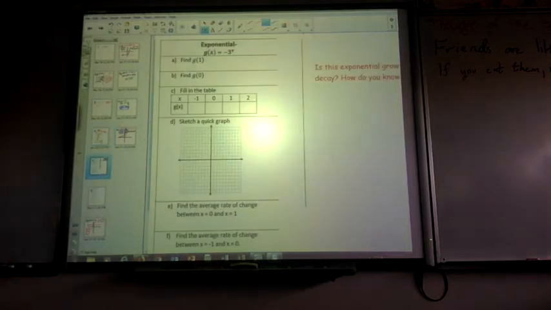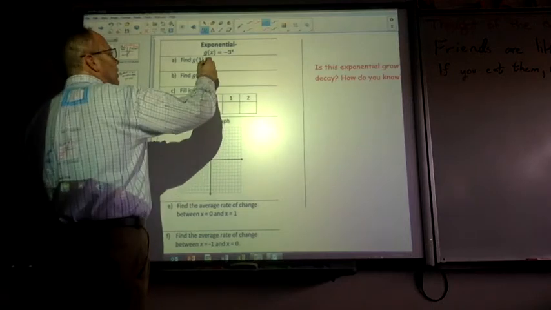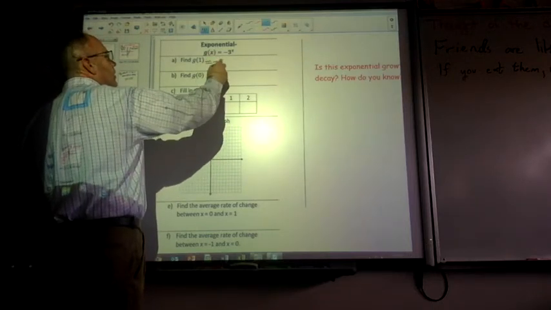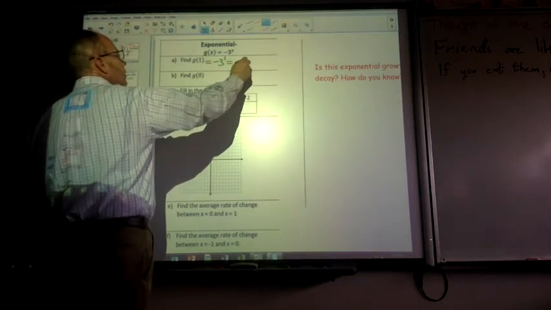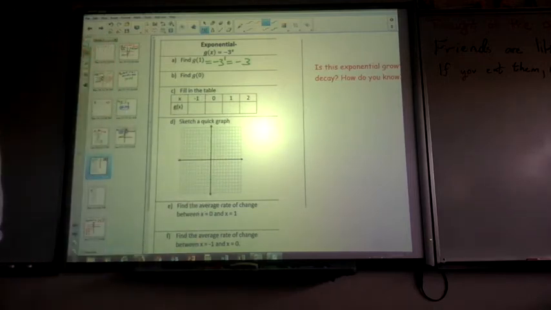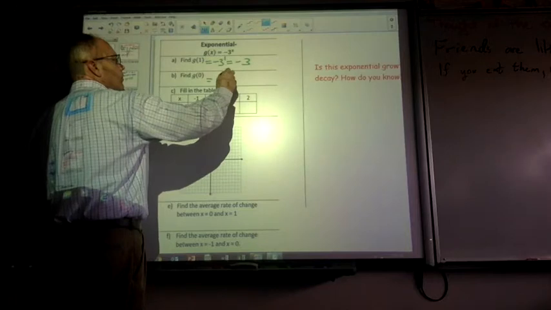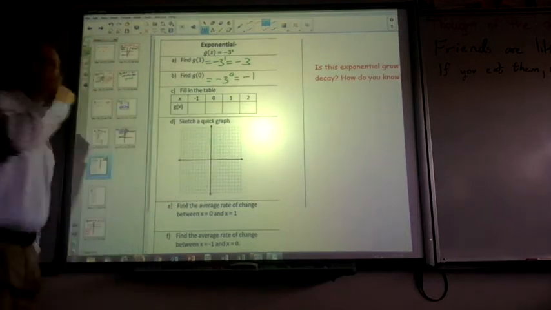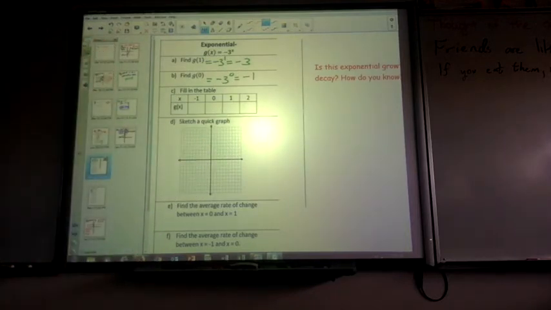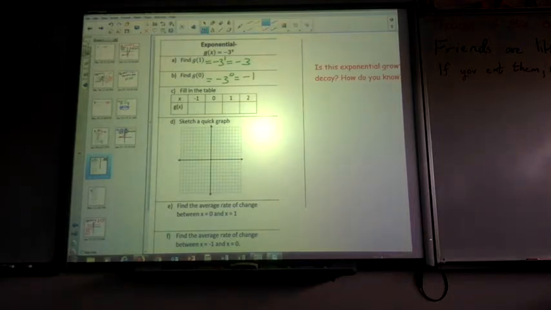So let's go to this next one. So find g at 1, that okay? Find g at 0. Ooh, why is it negative 1 and not 1? What's being raised to the 0 power? The 3, not the negative. It's not grouped.